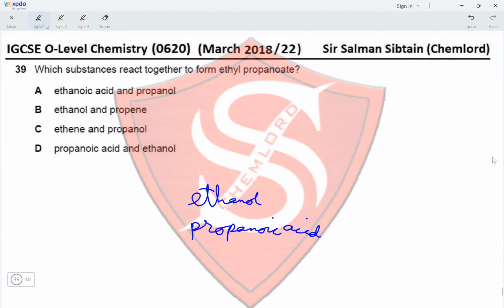Ethanoic acid is there and propanol is there in A. Both are incorrect. Ethanol is there in B, but propene is there in B. That is incorrect. Ethene is incorrect. Propanol is incorrect. Propanoic acid is correct. Ethanol is correct. Therefore, option D is the correct option for this question.